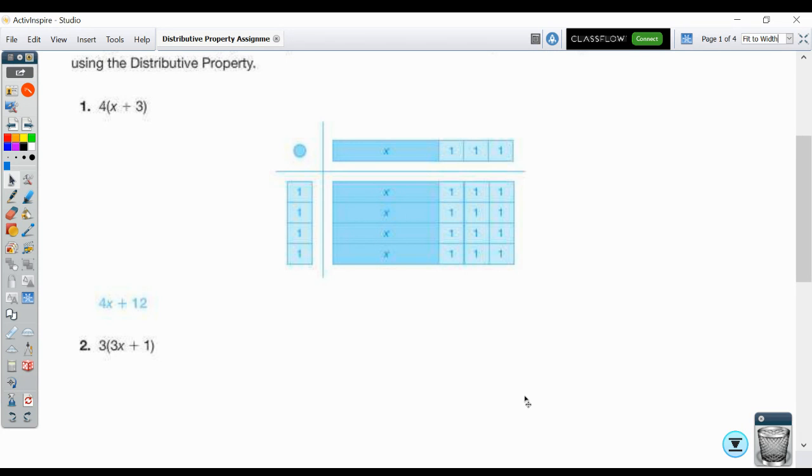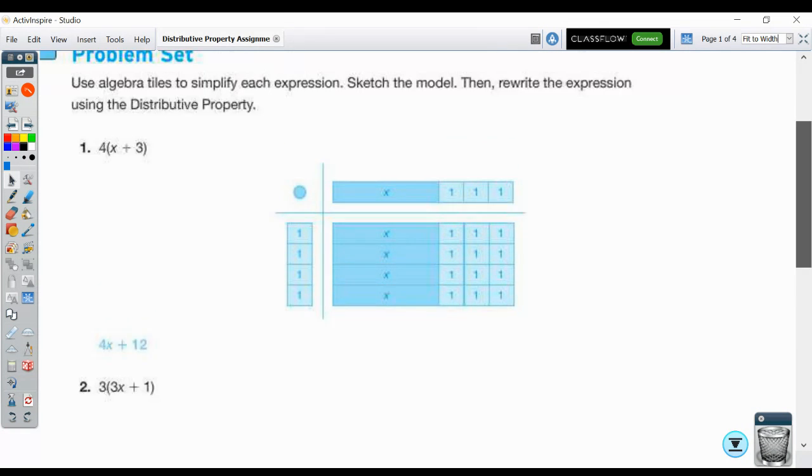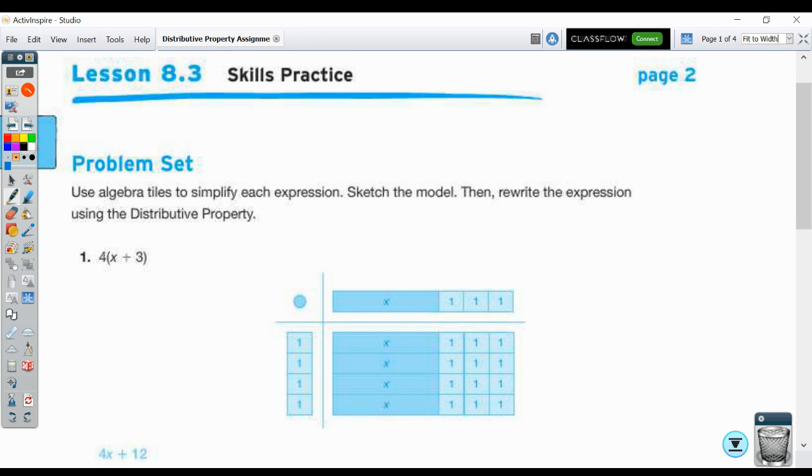This is your homework that will be due. So I just wanted to show you how to do it if you were confused during class. Remember, this is distributive property, so I'm working with this guy.